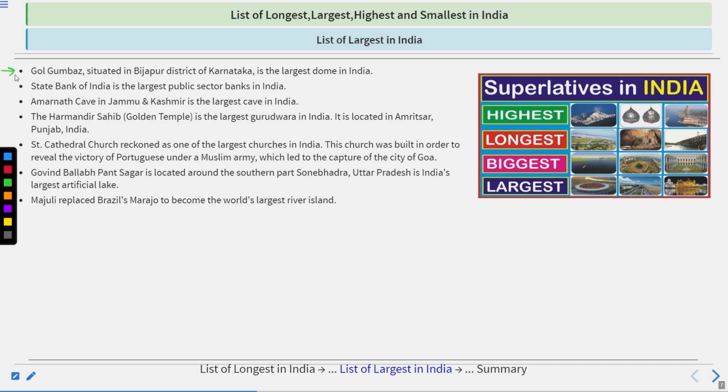The Gol Gumbaz. The Gol Gumbaz is actually situated in Bijapur district of Karnataka. It is the largest tomb in India that was built by the Adil Shahi dynasty.